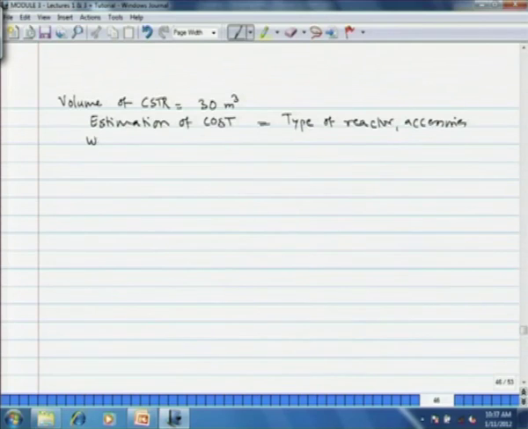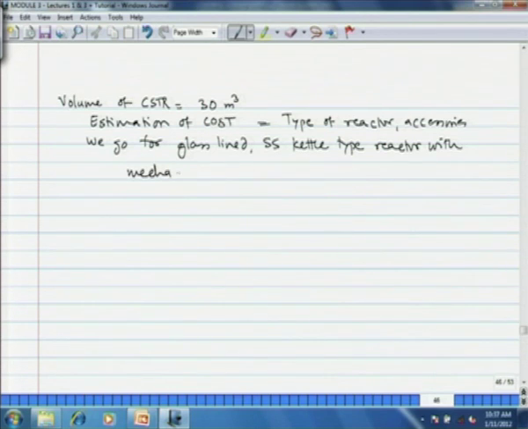We go for a glass lined SS kettle type reactor with mechanical agitation.